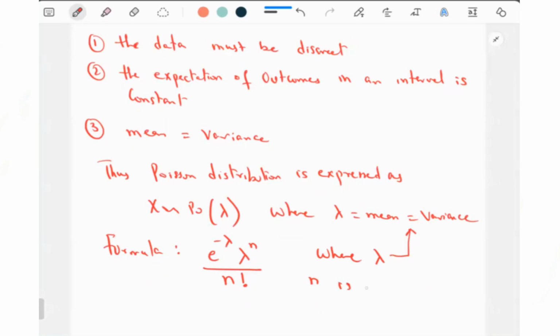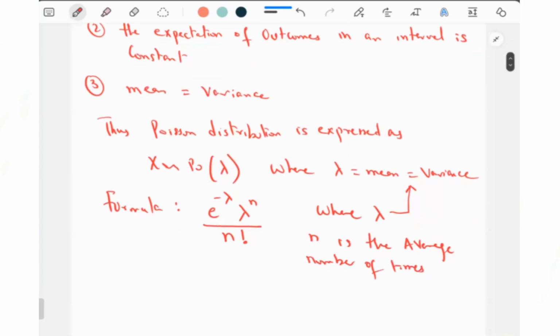Where n is the average number of times the favorable outcome occurs within a fixed interval.